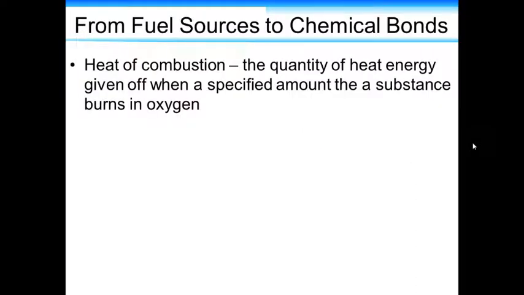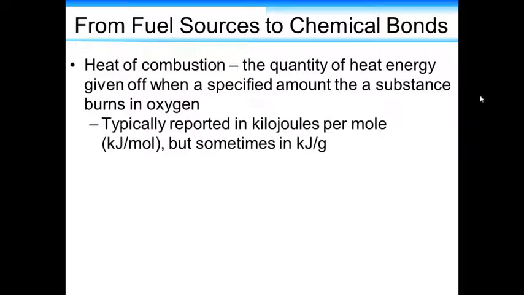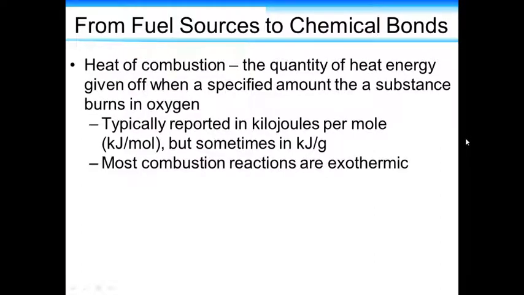We want to refer to specific values when we talk about the quantity of heat energy. You can imagine in industry or in science, we need to know how much heat is given off by a reaction or things can get out of hand very quickly. This value is reported in kilojoules per mole, so thousands of joules, but sometimes in kilojoules per gram. Generally, most combustion reactions are exothermic. Most favorable reactions are exothermic.